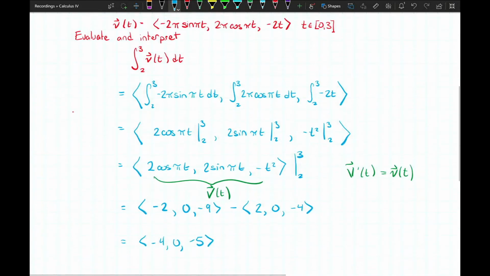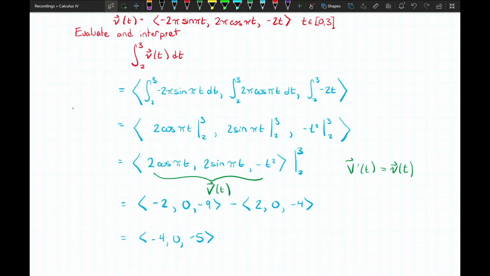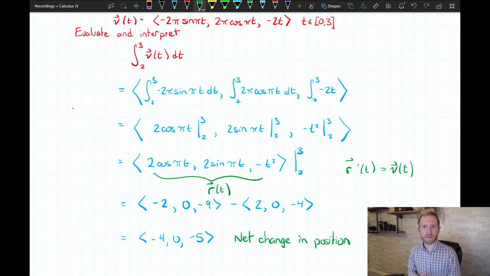Thinking about this as velocity is helpful because velocity is simply the change of position of a particle. So v is the derivative of our position function. So instead of using capital V of t here, we can think about this as being a position function. We know that the derivative of position is equal to velocity. And then changing from t equals 2 to t equals 3 and plugging that into position, this gets us the net change in position. So hopefully this brings back the net change theorem from single variable calculus to mind. It's the same idea.